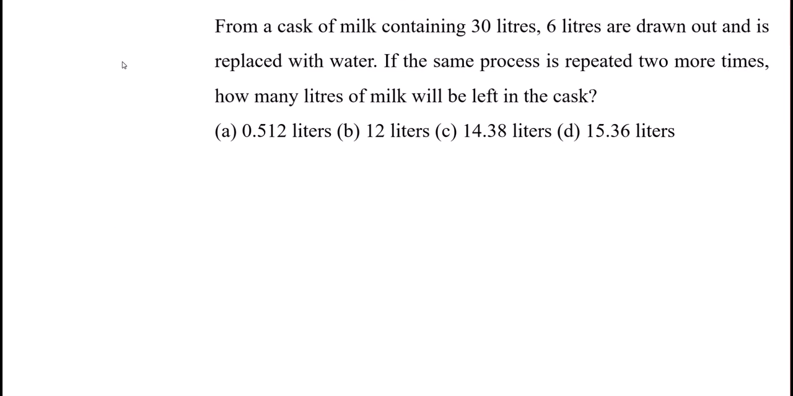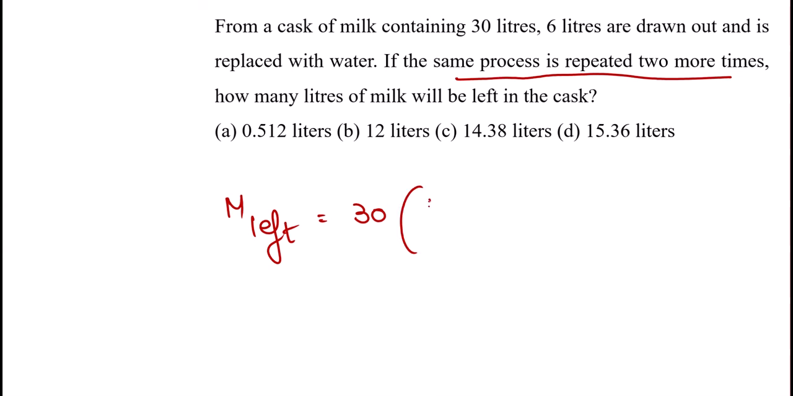Remove and replacement. A milk containing 30 liters, 6 liters are drawn out and replaced with water. The same process is repeated 2 more times, meaning a total of 3 times. What is the milk left? Milk left is initially 30 liters. You are removing 6 out of 30. You are doing this a total of 3 times.